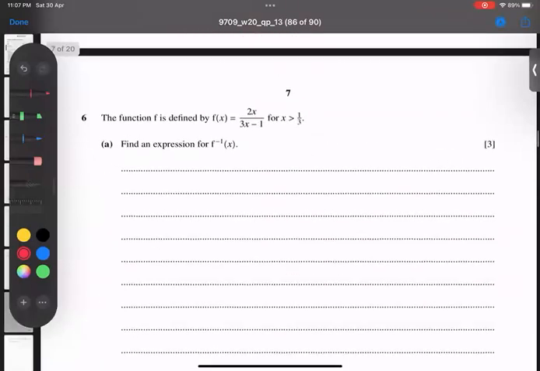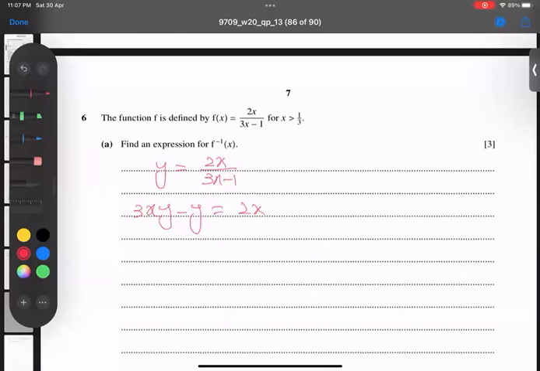So let's talk about the next question. He mentioned here the function is defined by this. So for the inverse function, first of all, the function f(x) is removed and we write y here. I'm writing y equals 2x over 3x minus 1. Cross multiply, this whole thing multiplied with the y. So I'm getting 3xy minus y equals 2x.